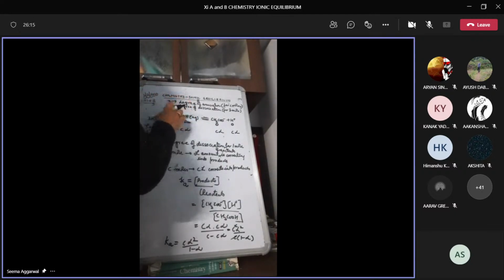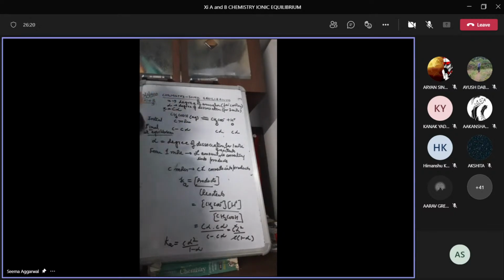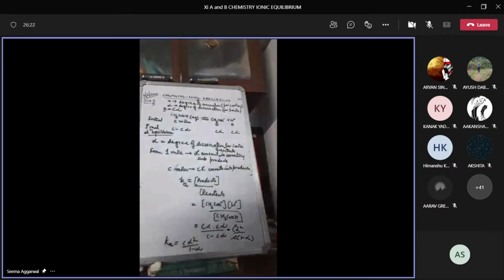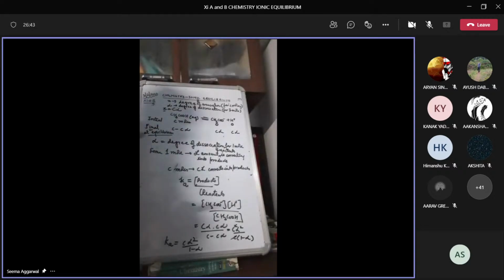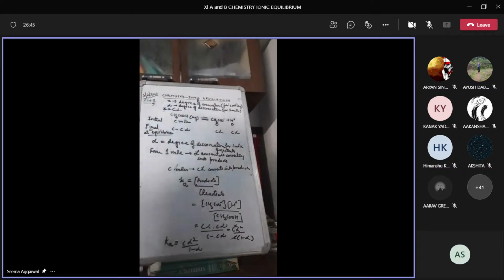For 1 mole, it is alpha. For C moles, it is C alpha. So if I am writing X somewhere, it means X is equal to C alpha. But while doing the questions, I will be using only C alpha instead of X. In NCERT, in 1 or 2 questions, they have mentioned X. So X is nothing but C alpha. Alpha is generally for 1 mole and X is for the given number of moles. Okay. So this is the value of the dissociation constant.